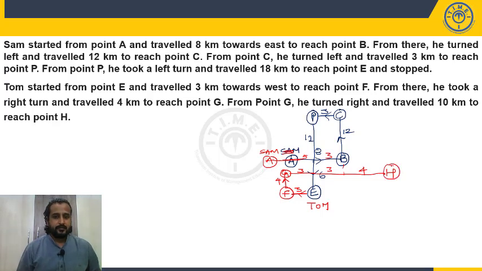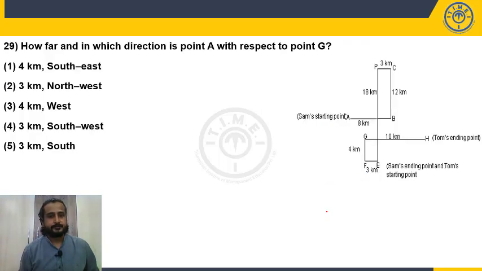So this is my final path. That's it. So I am able to decide the path of Sam and the path of Tom without any confusion. Now let's answer the questions. Once you got this, answering questions will be easy. So let's try to solve it. Now here is the diagram.